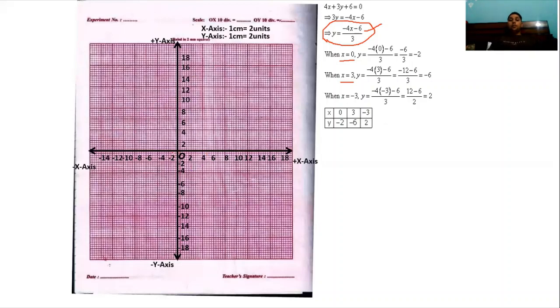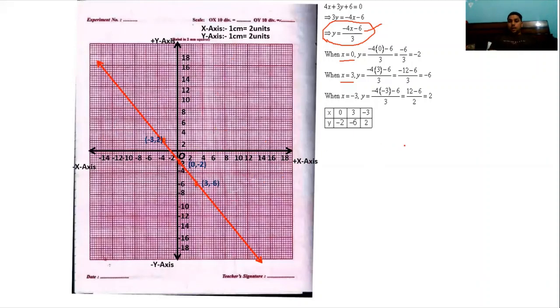Now look here, we have taken the scale as 1 centimeter equal to 2 units, which means this smaller box, which measures 1 centimeter, represents 2 units. So 2 units, 4 units, 6 units. In this way we can represent up to 18 on the x-axis and y-axis. Now, when we plot these points on the graph, we get a straight line.